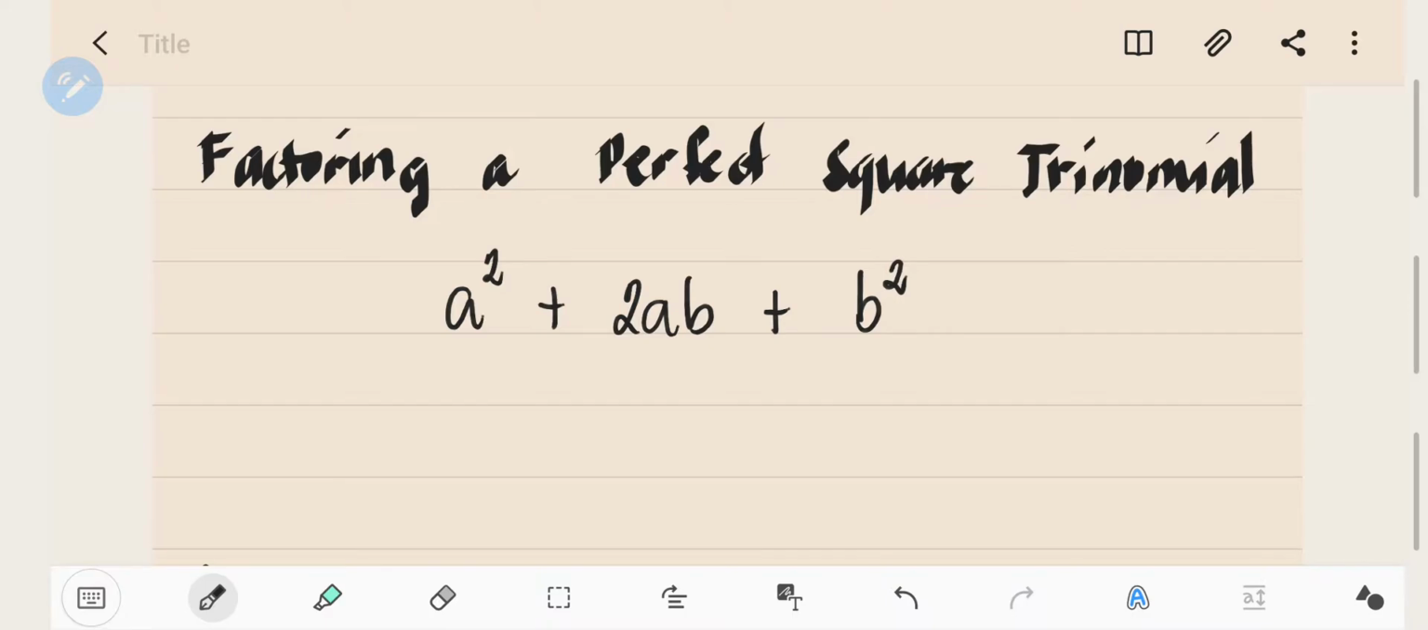However, kapag factoring a perfect square trinomial, from the word itself, trinomial, tatlo yung ating terms. So, looking at our example, meron tayong a squared plus 2ab plus b squared. So, meron tayong 1, 2, and 3 terms. Kaya siya trinomial. Okay? So, paano natin i-factor ang isang perfect square trinomial?